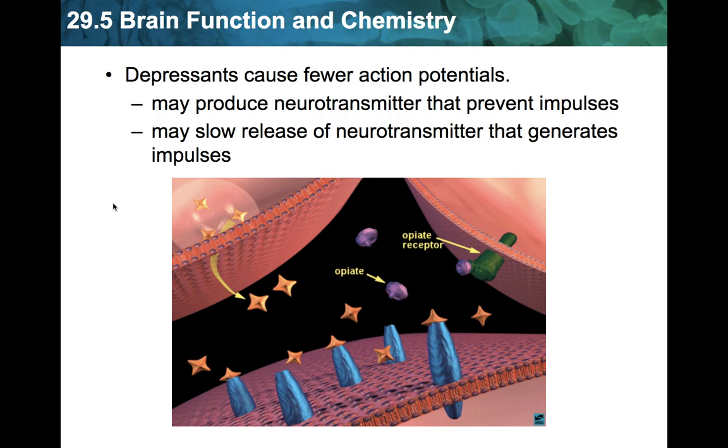Depressants cause fewer action potentials. So here's a quick example. You've got coffee versus alcohol. Coffee is a stimulant, so that's causing more action potentials. Alcohol is a depressant. That's causing fewer action potentials. That's why coffee kind of gets you hyped up and maybe jittery. And then alcohol, on the other hand, is more of a depressant.